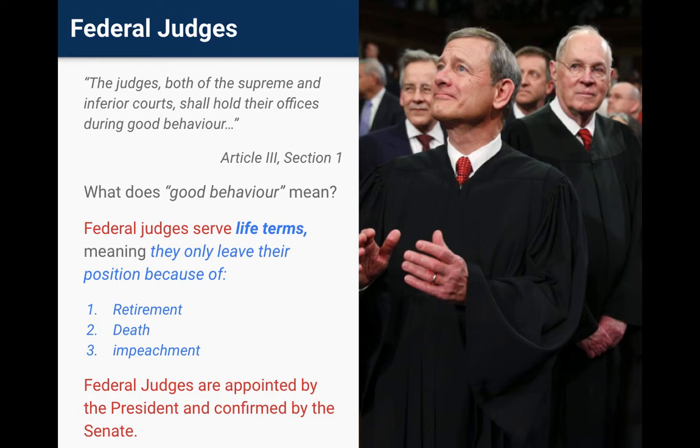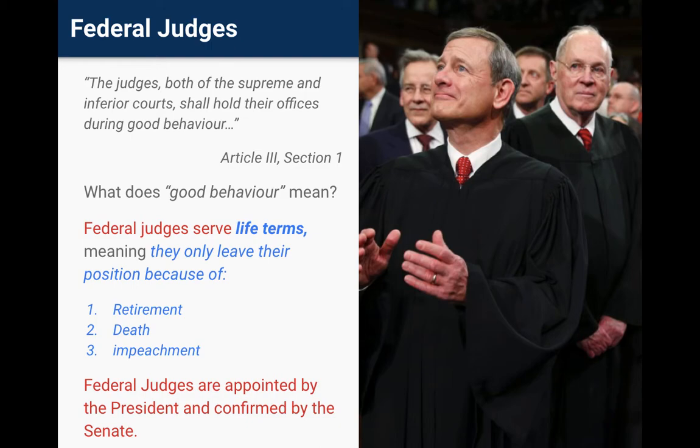Which means if you're going to not be a federal judge anymore, once you're appointed by the president, then confirmed by the Senate, appointment power, really important power, there's only 3 ways for a federal judge to leave that position. Number 1, they decide to voluntarily retire. They decide to step down. Okay? Some judges do that.